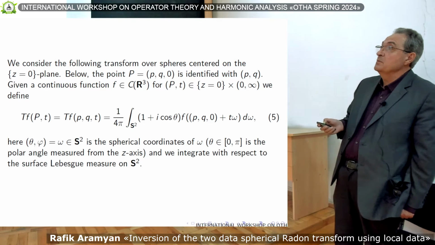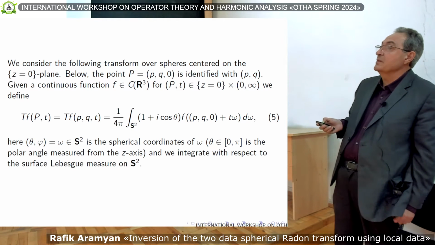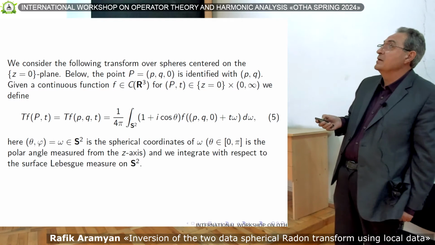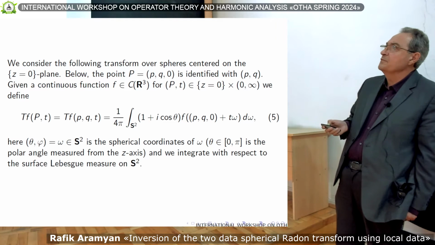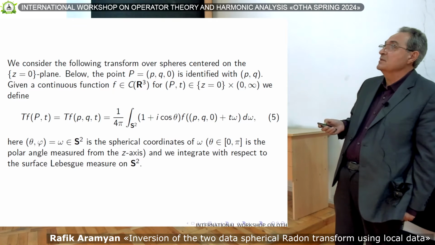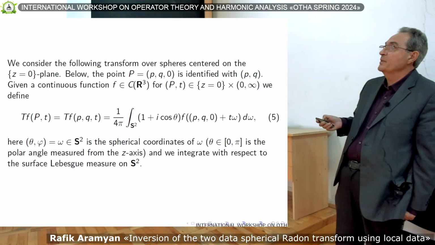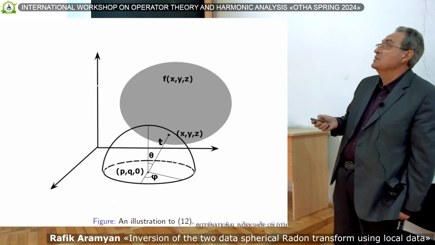So this transform consists of two parts. The first part, the real part, is the classical spherical Radon transform, and the imaginary part is the spherical Radon transform with weight cosine theta. Here, theta and phi are the usual spherical coordinates of the spatial direction omega. Theta is just the polar angle measured from the z-axis. Here you see the picture.